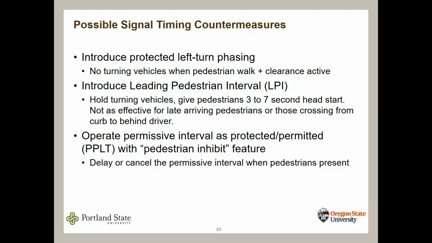So the second or the third option is something that many agencies in Oregon, including the Oregon Department of Transportation, and this is actually first implemented, I think, in Washington County, who we were working with, is to operate the permissive interval with this pedestrian inhibit feature. And on the next slide, I just have a quick graphic about how this sort of works.